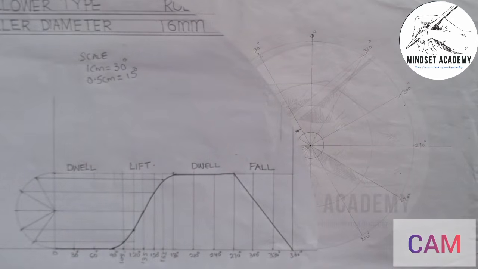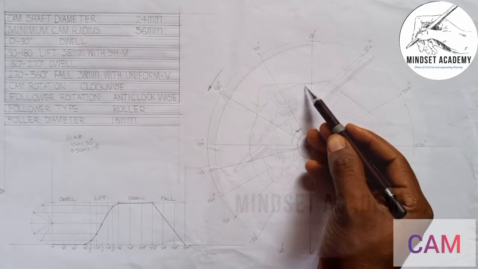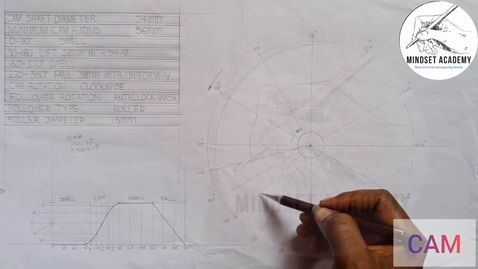Right? So this is my displacement profile diagram here. Now the next thing is to draw the displacement diagram, and this is what we are going to do about it. From 0 to 90, your initial point should be on the minimum cam radius, right?